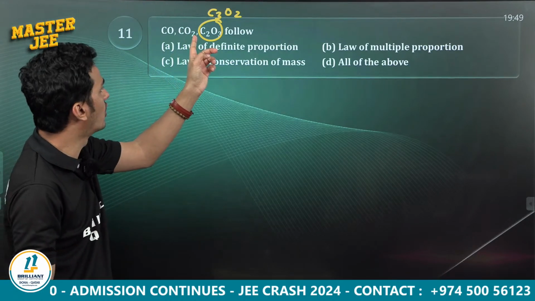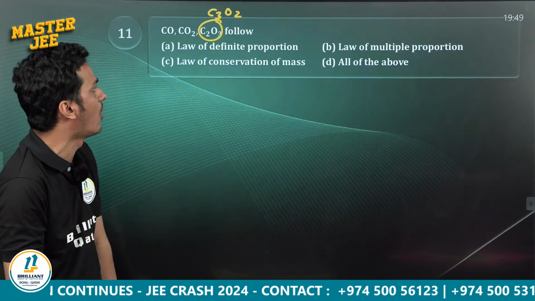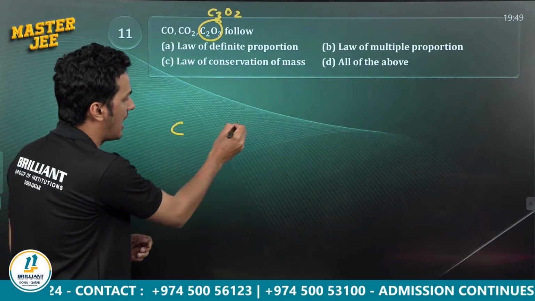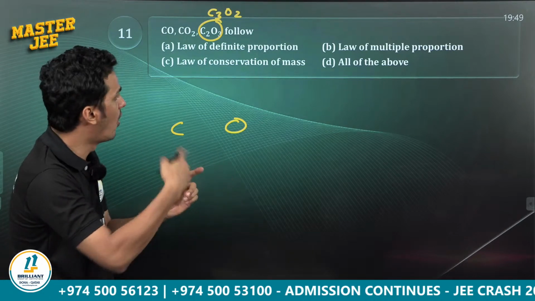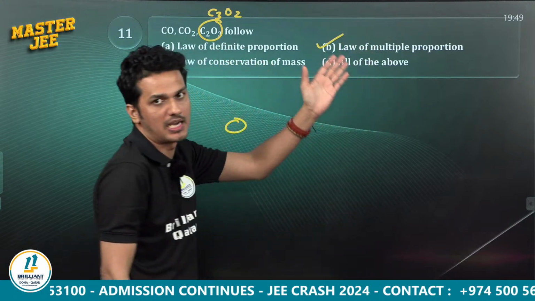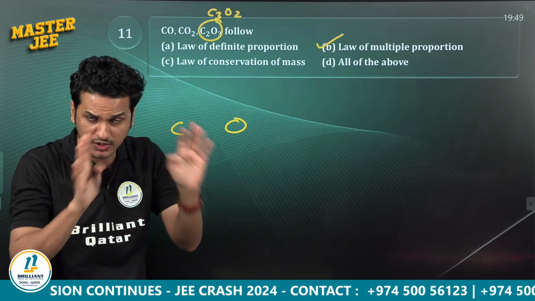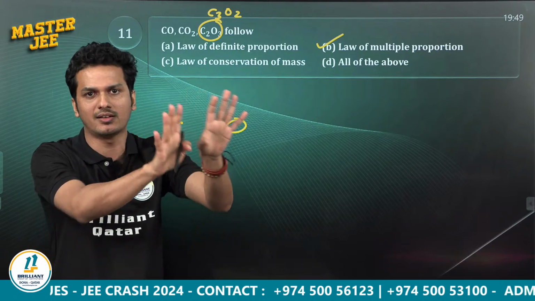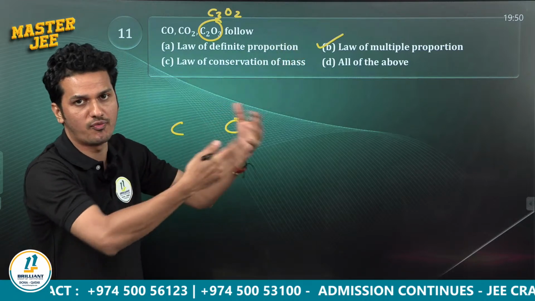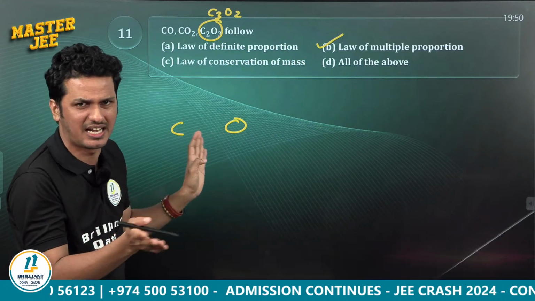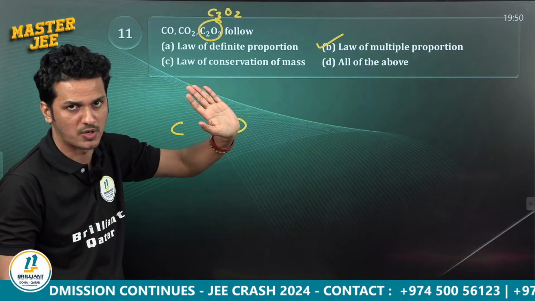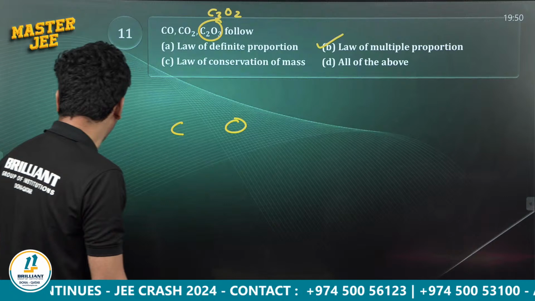So CO, CO2, C3O2. C3O2 is carbon suboxide. What's the idea here? The same elements, carbon and oxygen, are combining to form more than one compound. At that time itself we can tell which law they are following: law of multiple proportion. If they are talking about two elements and only one compound, that is law of definite proportion. This is actually law of multiple proportion. No need of explanation, the idea is very clear, very easy. Direct question. Carbon and oxygen forming different compounds means law of multiple proportion.